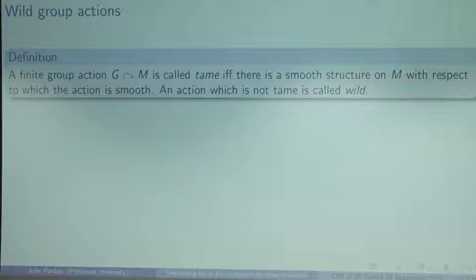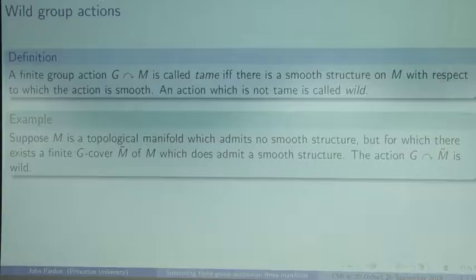So it's sort of silly to consider this notion if M doesn't have any smooth structures at all: then every action is wild, even the trivial action. Here's a slightly more interesting example. Suppose you have a closed topological manifold with no smooth structure, but which has a finite cover which does have a smooth structure. Examples of these things exist using smoothing theory in high dimensions, dimension four and often in higher dimensions as well.